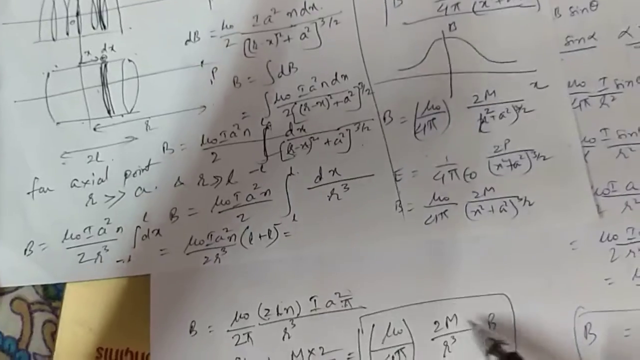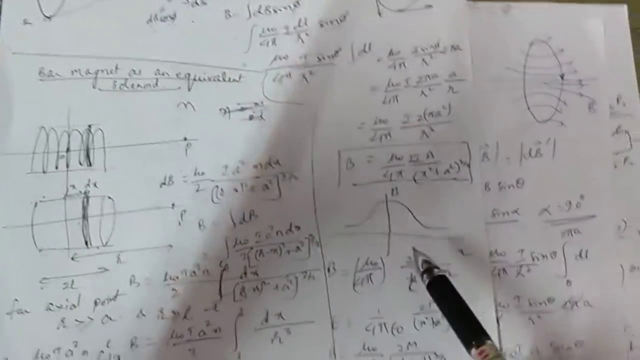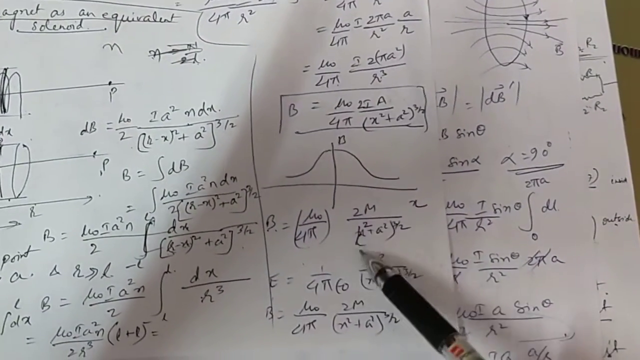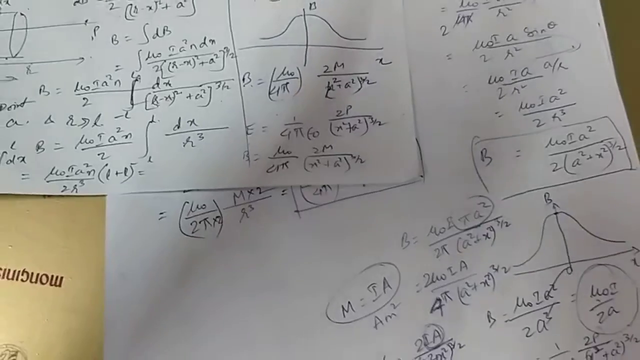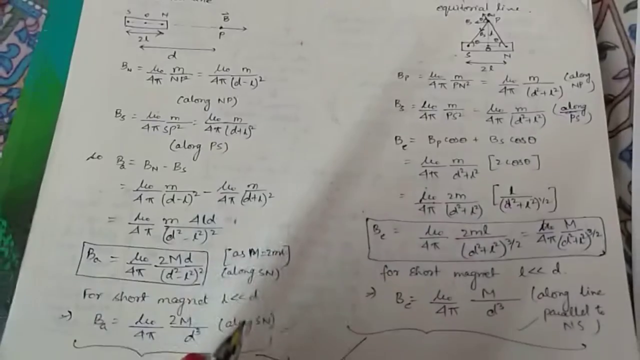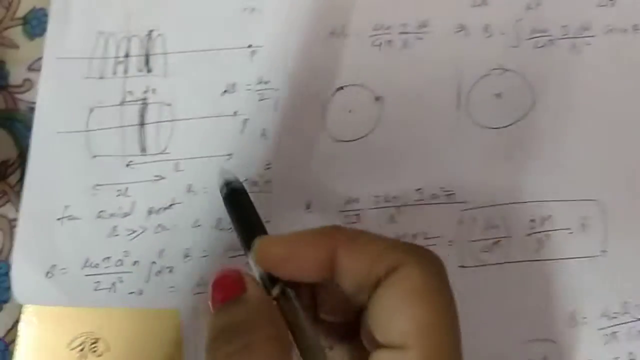And you see this expression is similar to what we got earlier. This derivation we did for a single circular coil, and we got the same expression, mu naught by 4 pi 2m by x. And we also did it for a bar magnet. On the axial line of a bar magnet, the expression we got was mu naught by 4 pi 2m by d cube, where d was the distance from the center. And here we are getting exactly a similar thing, mu naught by 4 pi 2m upon r cube, where r is the distance from here to here.